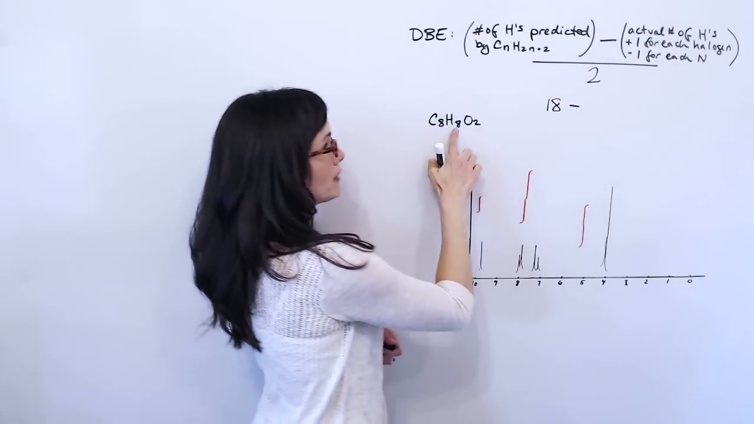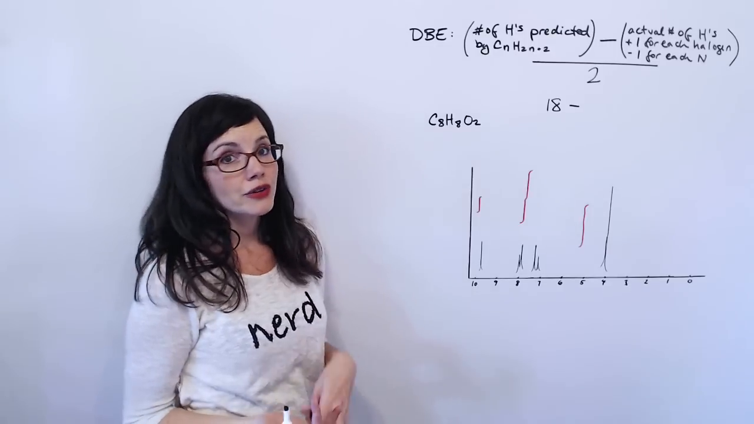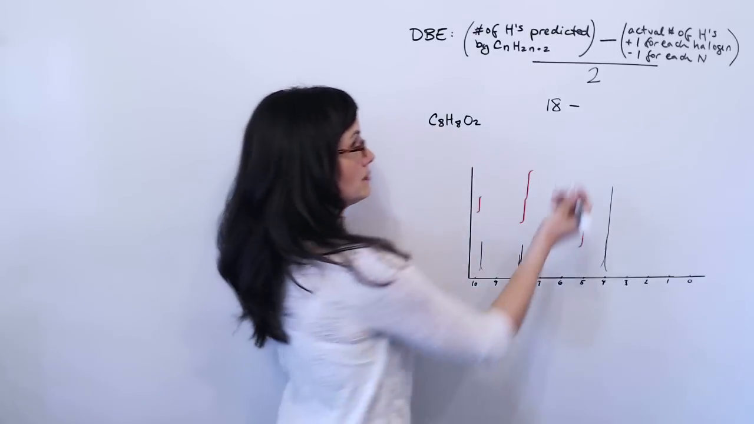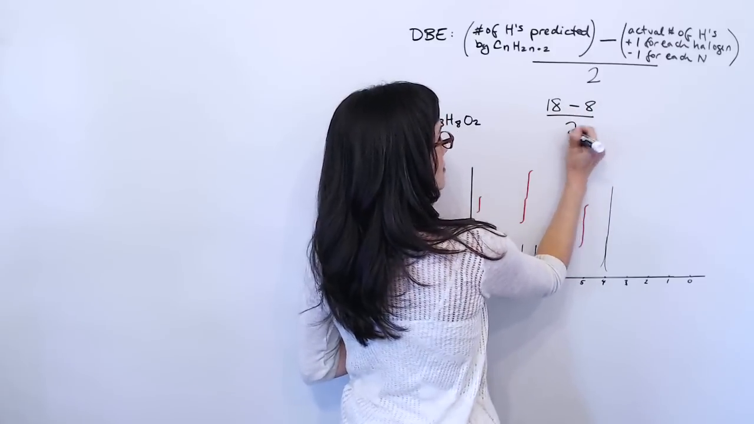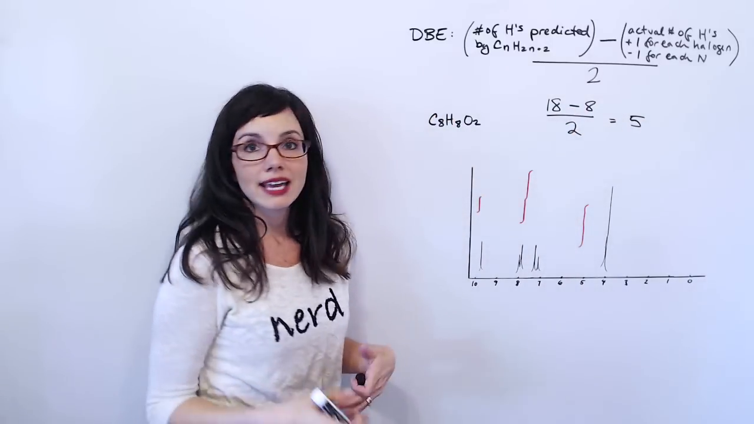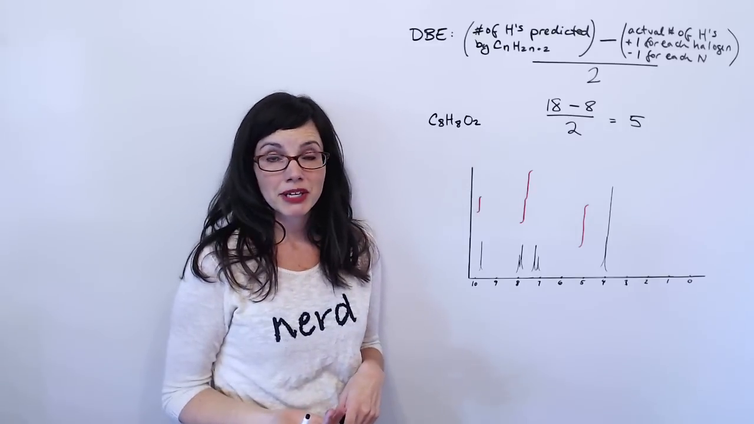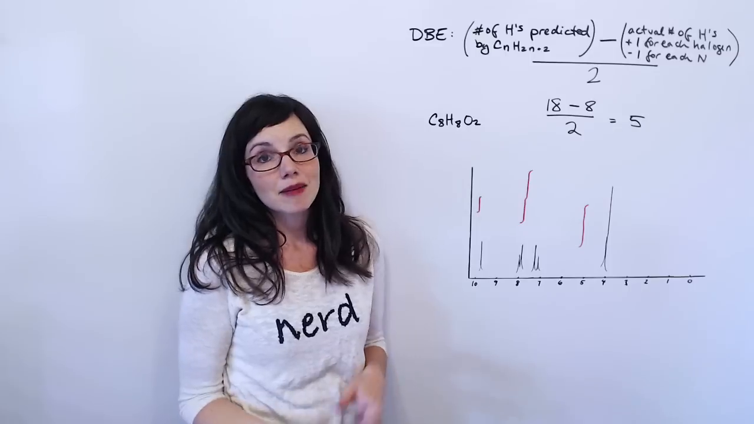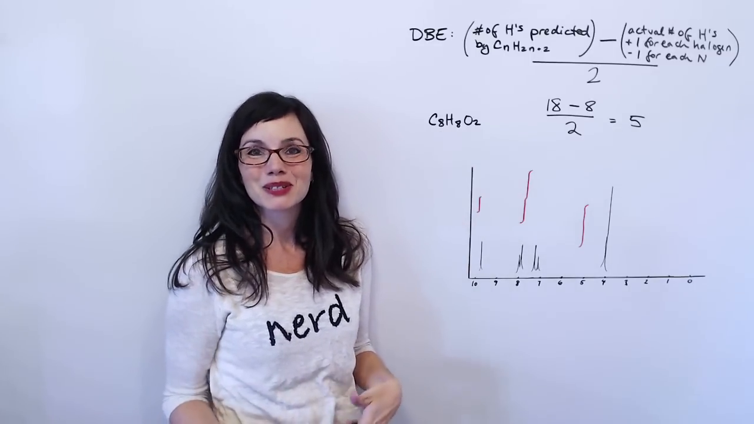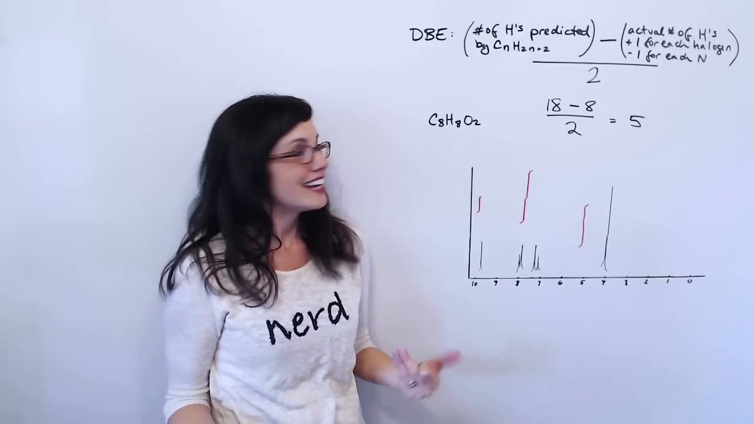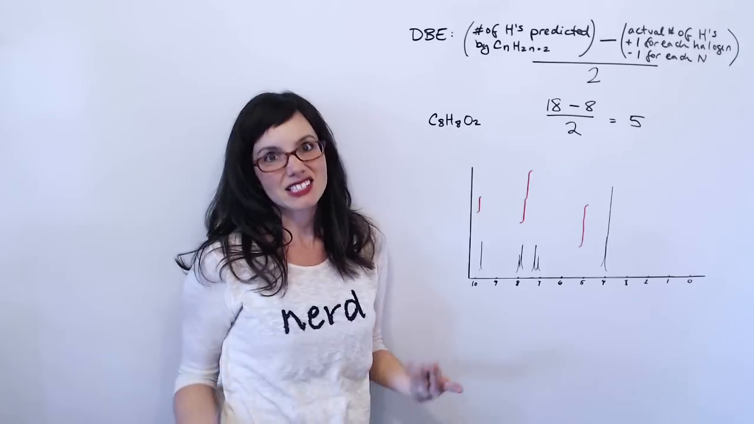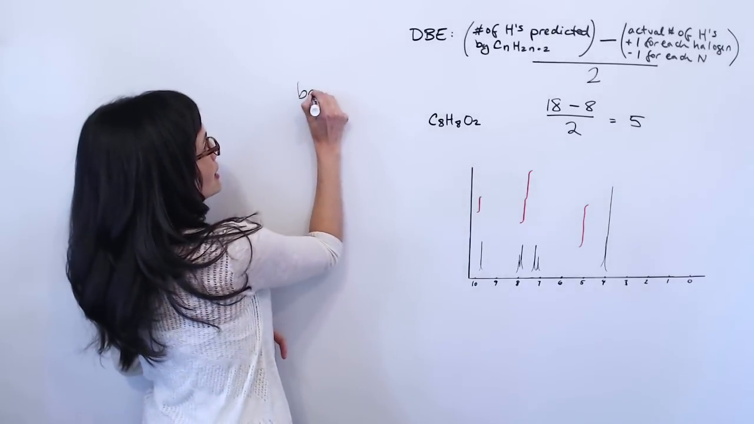And then the actual number of hydrogens is 8. There are no nitrogens or halogens to change that number, so we're just going to leave it 8. 18 minus 8 is 10, divided by 2 is 5. Again, if there are 4 or more double bond equivalents, that would make us suspect that benzene is present. And of course, there have to be enough carbons in our molecule to make benzene an option. And since we have 6 or more carbons and 4 or more double bond equivalents, we're going to guess that benzene might be present. So I'm going to go ahead and write that here.